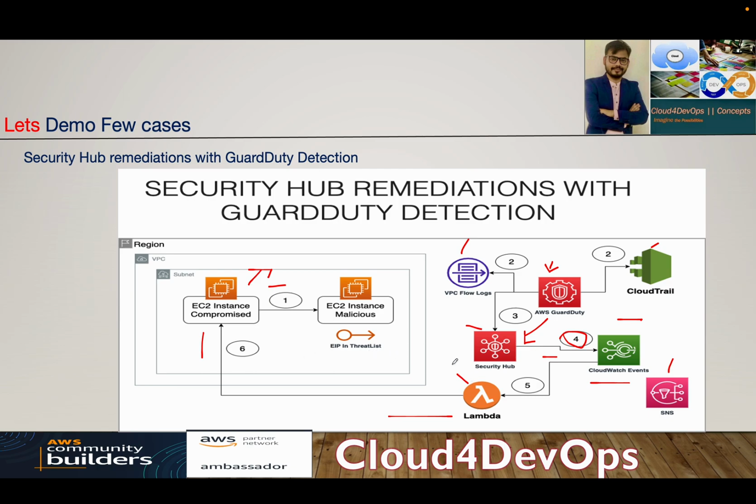Now, that's basically the flow that we need to perform within the AWS account. How is this detecting that it's a malicious attack? Because we are using a threat list. We are using an S3 bucket, where we maintain the list of malicious IP addresses.